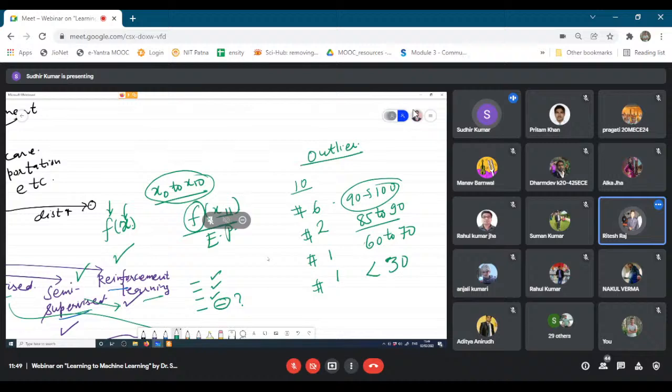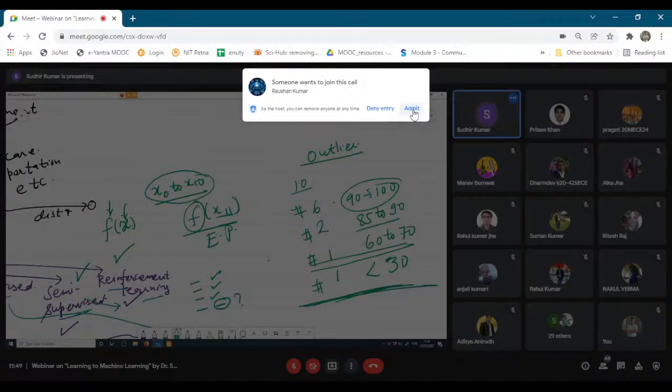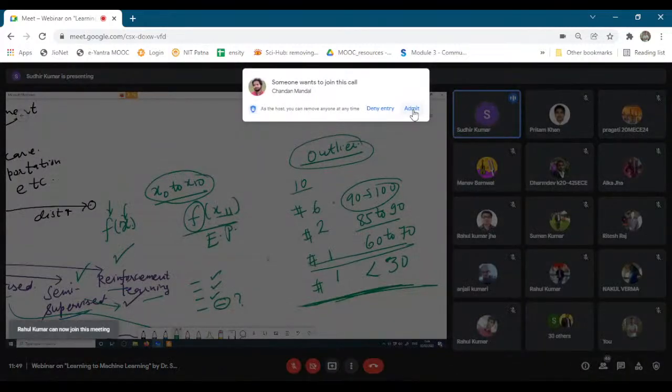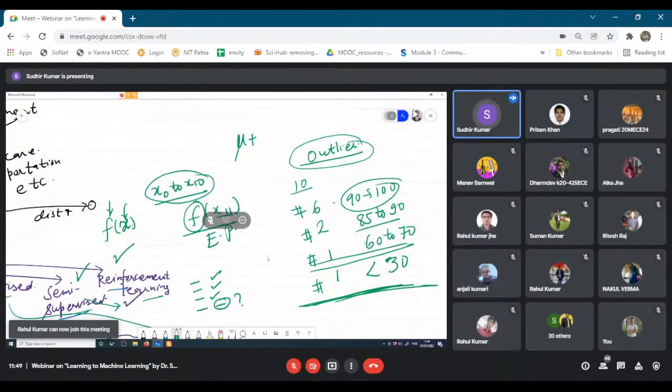Outlier means it does not follow the pattern. You can think of this as a class outlier, an extreme outlier. This can also be treated as an outlier, but it is not extreme. The measure of an outlier is given by something called mu plus minus 3 sigma.